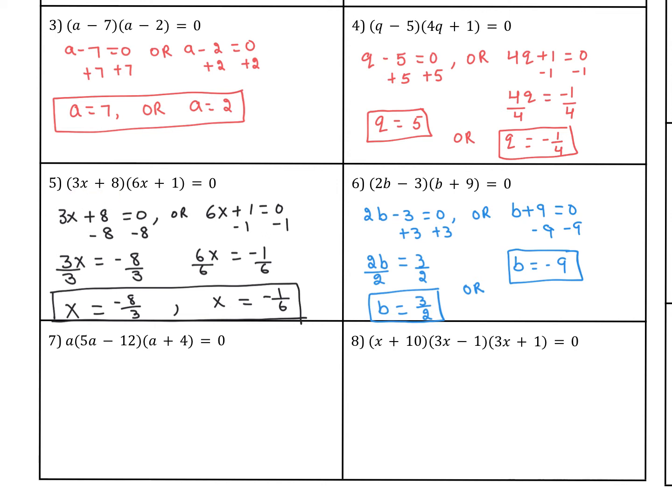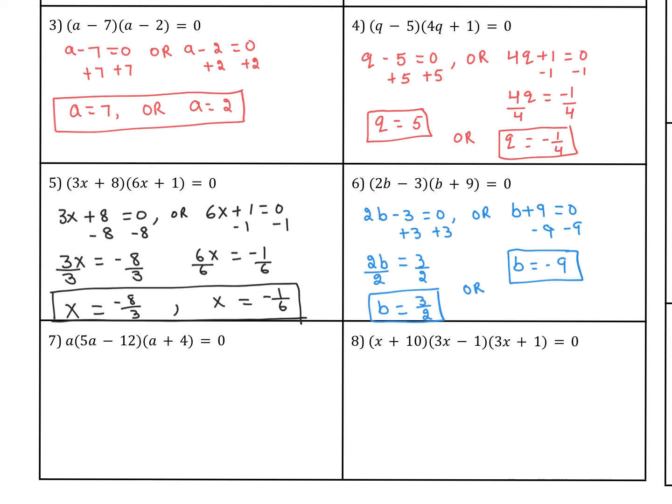For number 5, you put these two factors equal to 0 one by one and solve for x. Subtract 8 on both sides and then you divide by 3. You got x equals negative 8 over 3. In this one, subtract 1 on both sides. Divide by 6, you got x equals negative 1 over 6. For number 6, you're going to put these two factors equal to 0 one by one. Plus 3 on both sides and divide by 2. You got b equals 3 over 2. Subtract 9 on both sides. You got b equals negative 9.